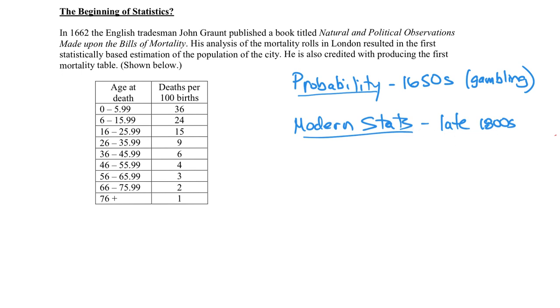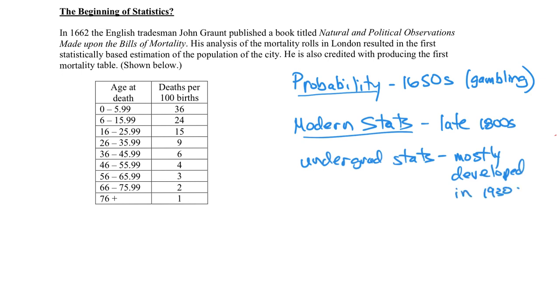And then the undergrad stats that we study, and pretty much that everybody studies in college, these were mostly developed in the 1930s. So again, it's fairly new. That's one thing. So this is the statistics that our book covers, and that pretty much any stats book that you look at would cover.